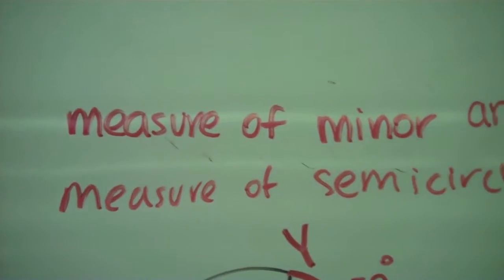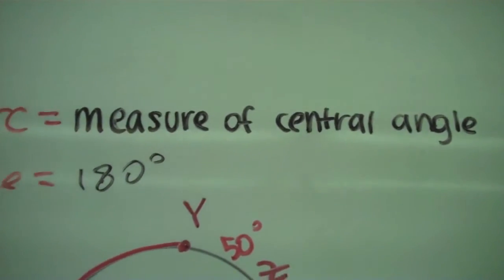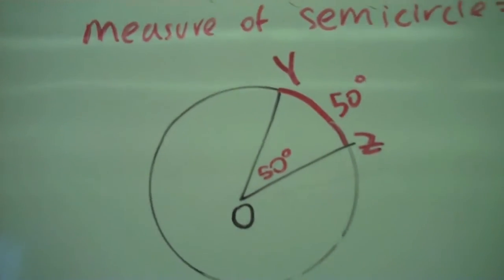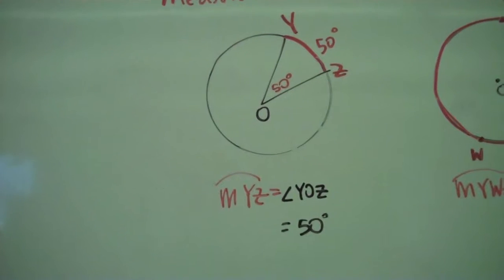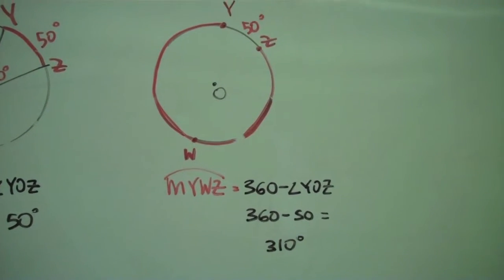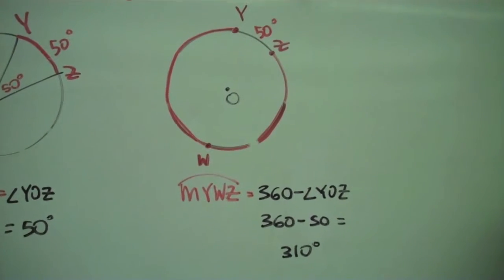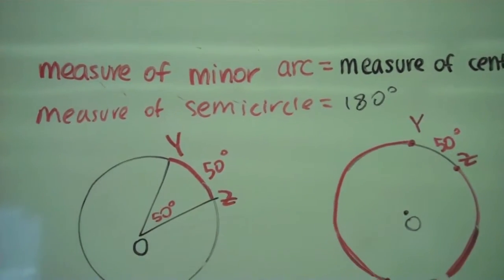The measure of a minor arc is defined to be the measure of its central angle. In the diagram below, the measure of arc YZ represents the measure of minor arc YZ. In the next diagram, can you see why the measure of a major arc is 360 minus the measure of its minor arc? The measure of a semicircle is 180.